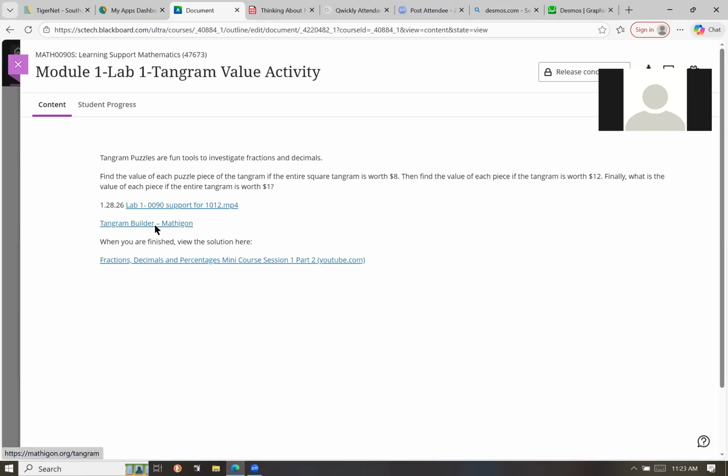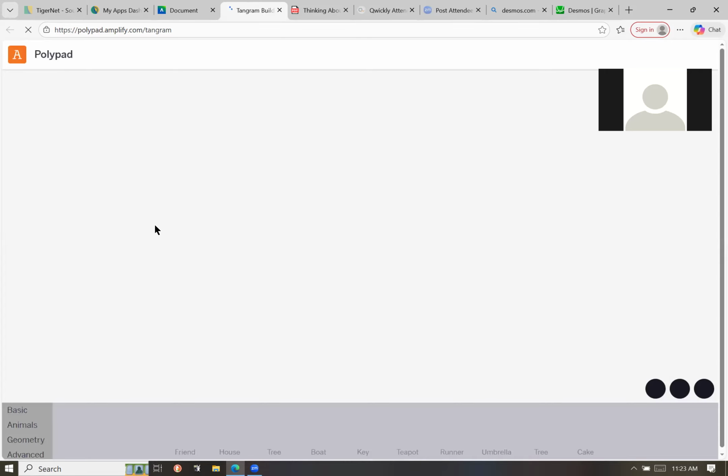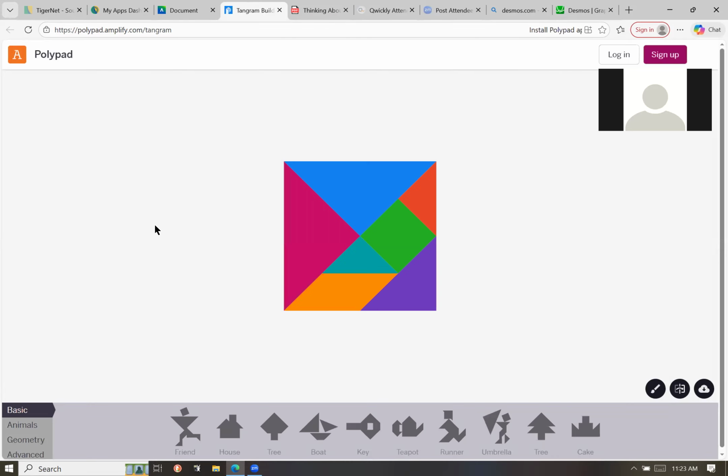So I'm going to click on the Tangram builder to get the online puzzle. There's also, I just want to point out to you that there's some people that actually have the Tangram pieces. Can you see those on camera? That's what they look like.